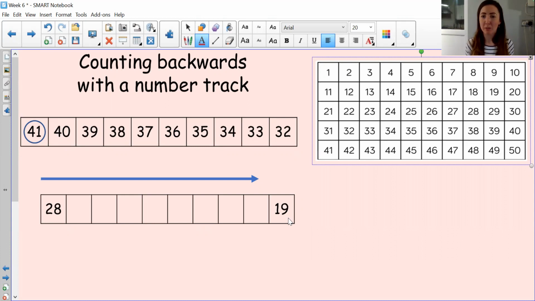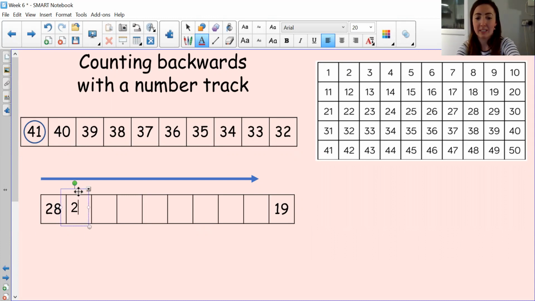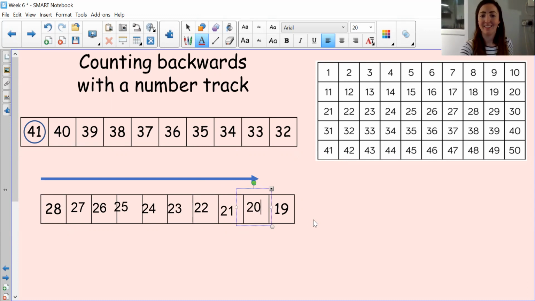Okay, how should you work it out? Did you just know? Did you check on 100 square? Let's see if you were right. So after 28 should be 27, then 26, 25, 24, 23, 22, 21, 20, and then 19. Okay.